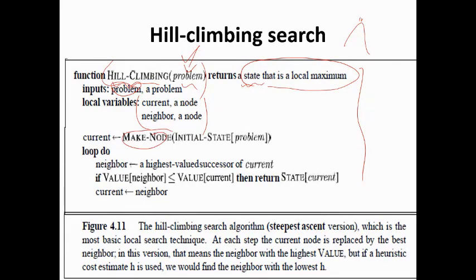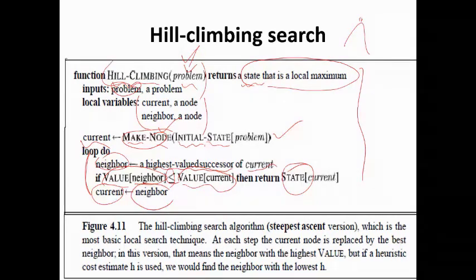Make node is another function, a built-in function you can think of like this. Make node creates the node from the initial state, which is the current one. This is the process to create an initial state where the agent is located. Then we start the loop: the neighbor is the highest-valued successor of the current state, so it will move to the next one. If the value of the neighbor is less than or equal to the value of the current one, it will return the current state. Otherwise, it will move from the current state to the neighbor state.